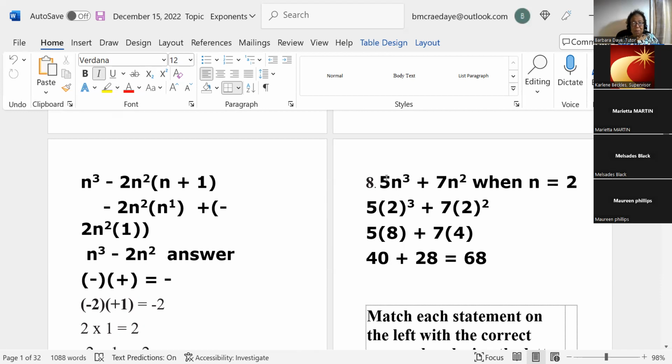That's why. But doesn't 5n to the third mean 5 times n to the third? 5n to the third means 5 multiplied by n to the third, right? Yes, I hear you. Mercedes, 5n raised to the third means 5 multiplied by n raised to the third. Understood, but I didn't catch on that I should have bracketed the 8 and had the 5 outside.